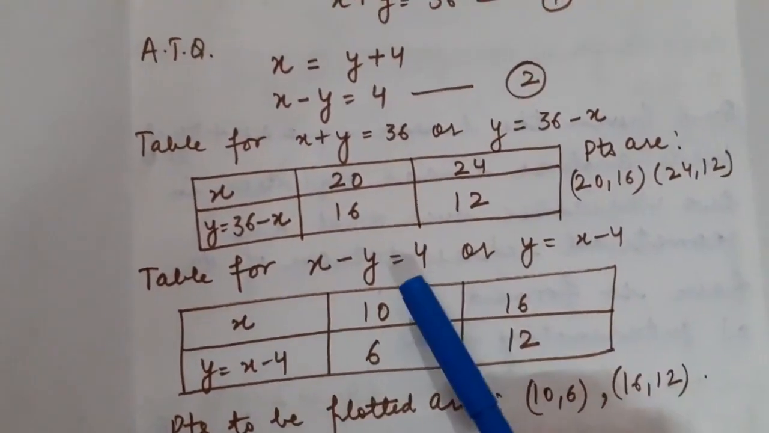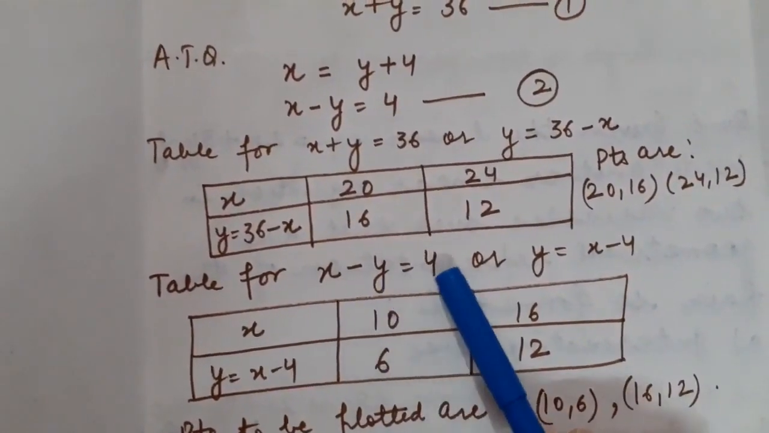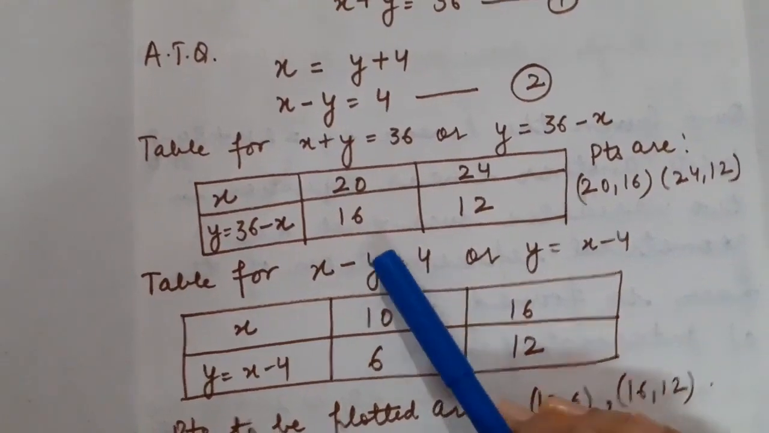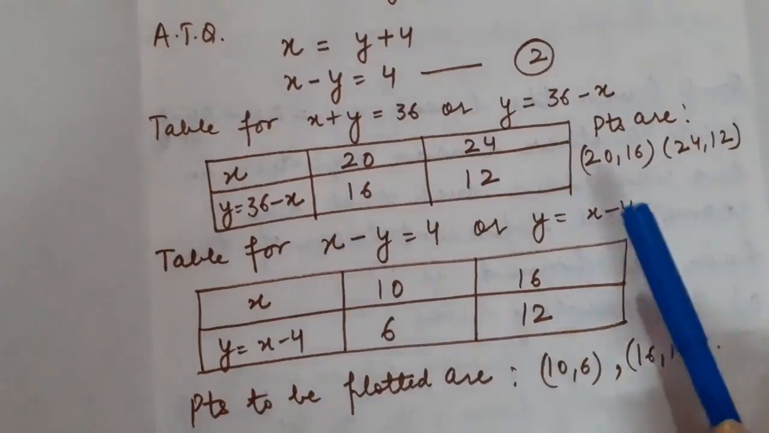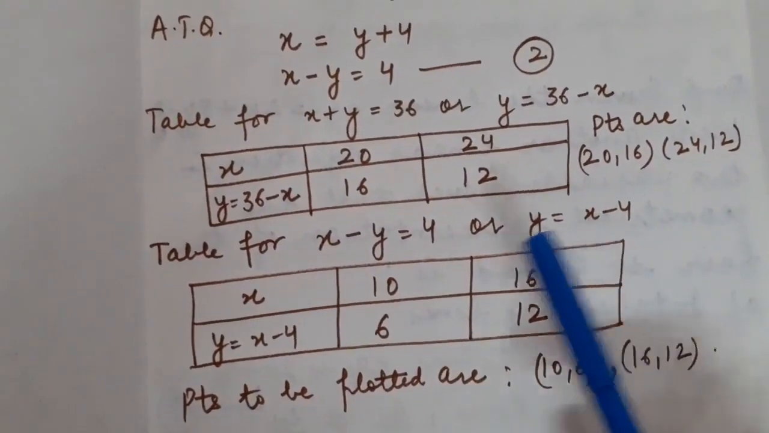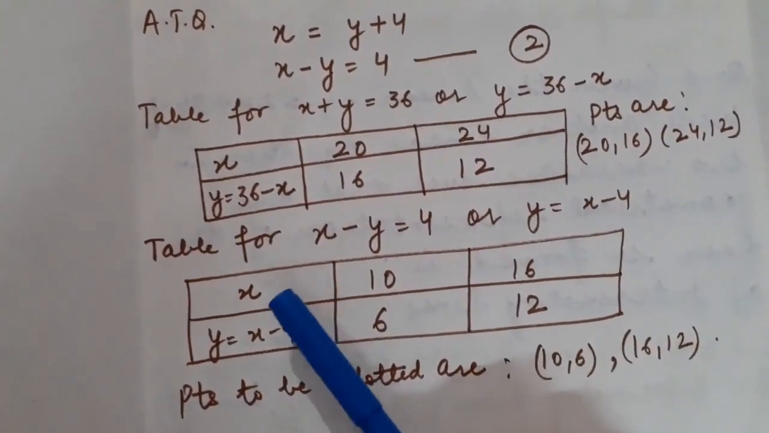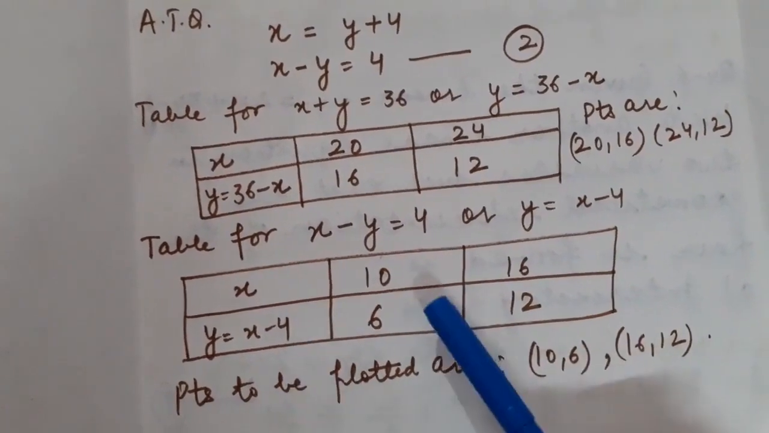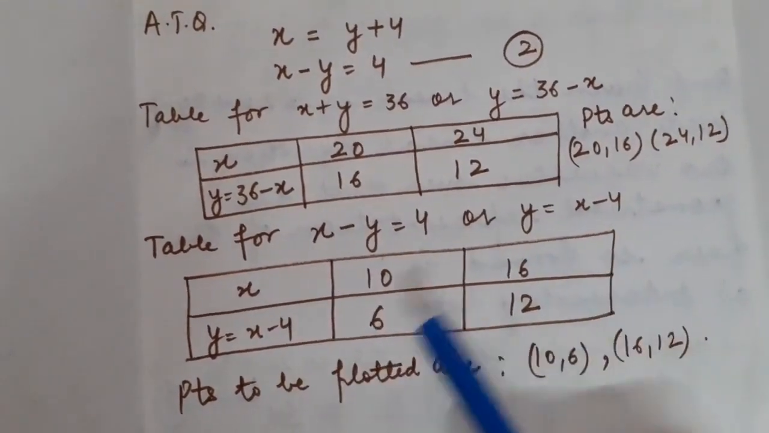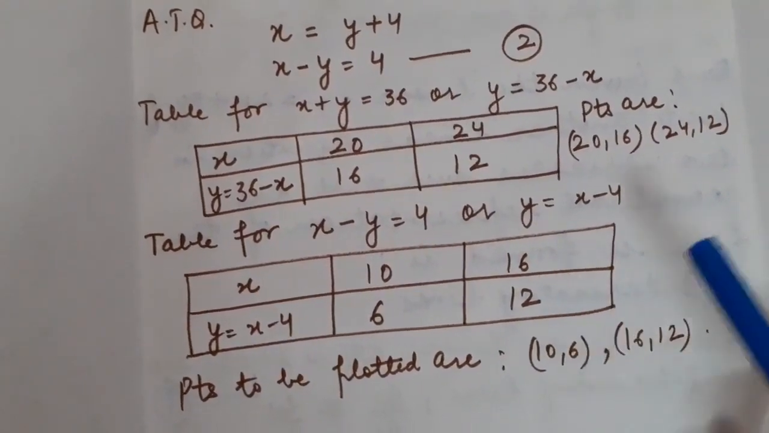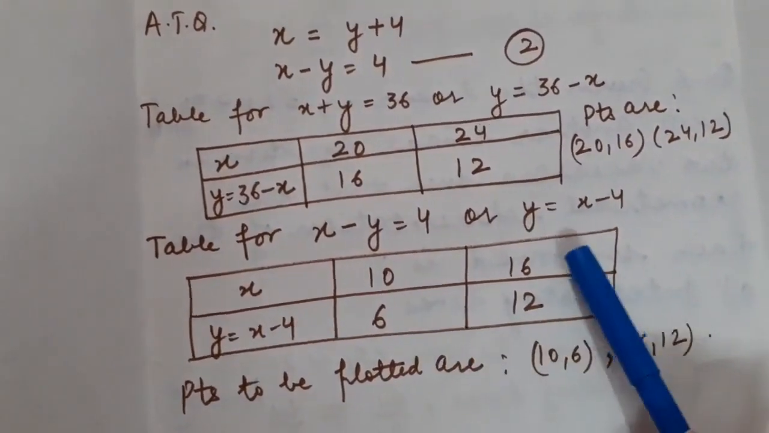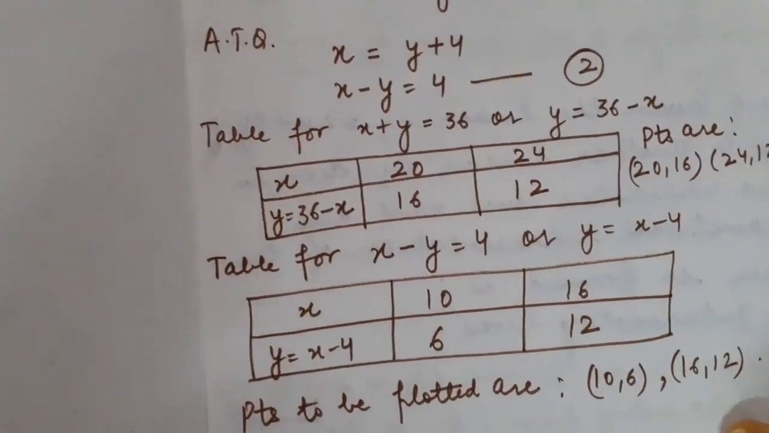Now table for the other one, that is x minus y is equal to 4. So what will be the y? That is x minus 4. Correct? Now I am going to insert different values of x so that I can get different values of y. x is equal to 10, so y will be 6. x is equal to 16. So here if you put 16 minus 4, you will get 12. So what are the coordinates? 10, 6 and 16, 12. Now the graphical representation of the same.